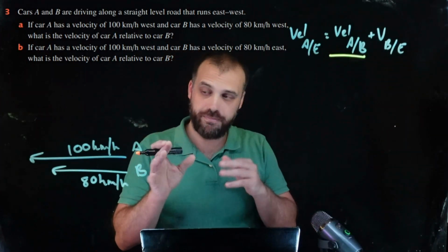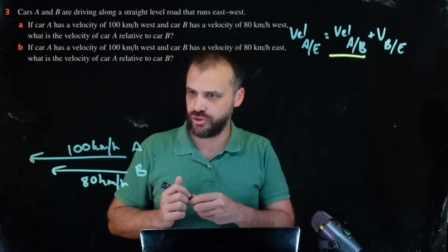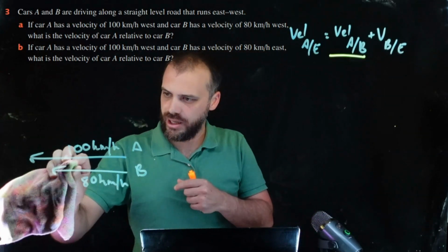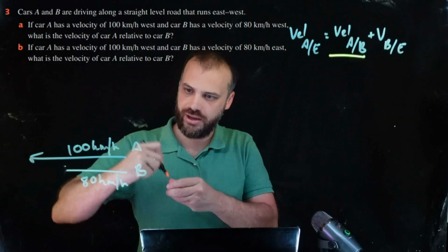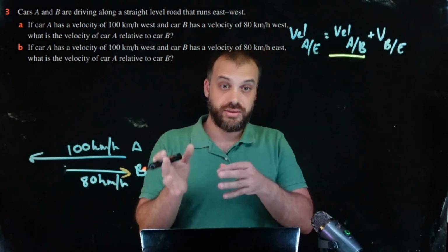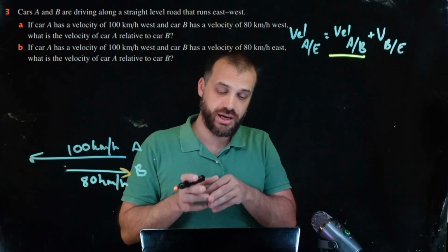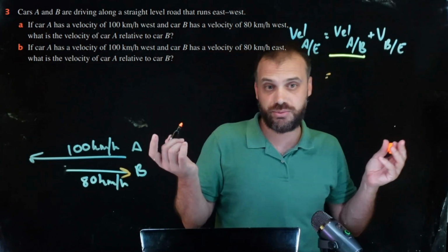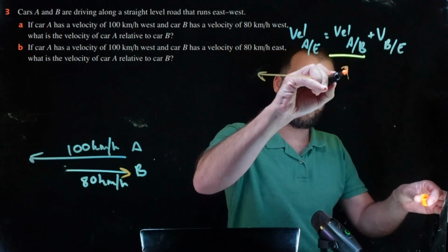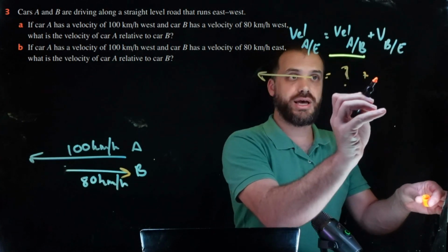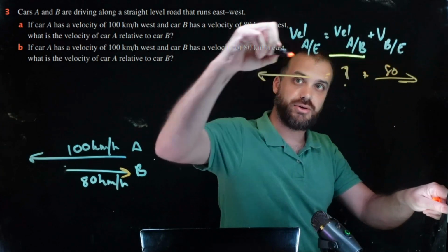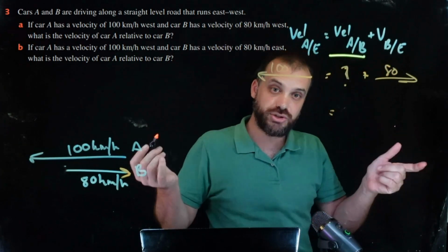Part B. So in part B, they stick with 100 kilometers per hour to the west for car A, but they switch the direction of car B to 80 kilometers per hour east. All right, so then they ask the same question, what is the velocity of car A relative to car B? So we can do the same thing that we did before. 100 kilometers per hour to the west equals this question mark plus 80 kilometers per hour in that direction. So 80 there, 100 there.